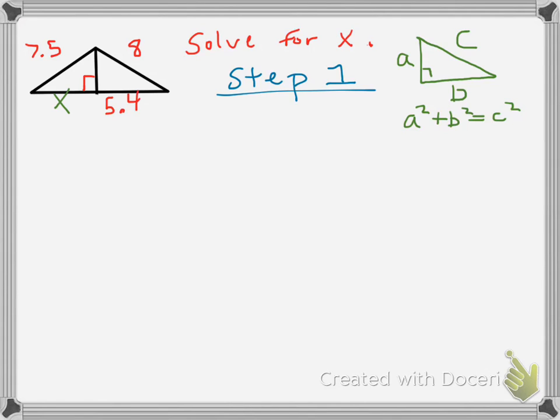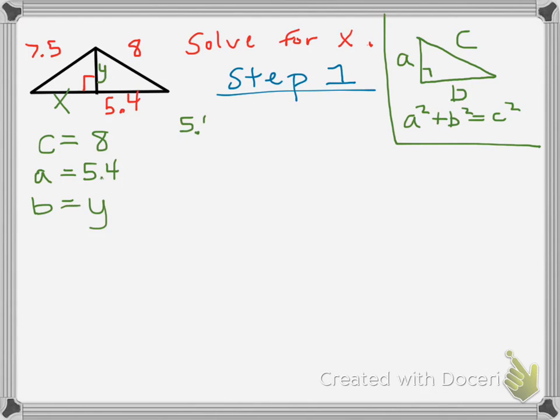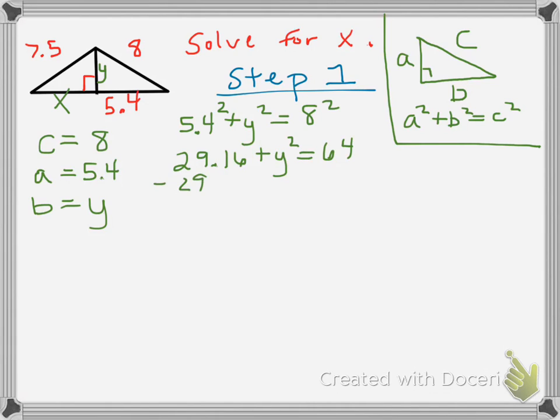In green on the top right side of the screen, I'm reminded of a right triangle and the Pythag theorem: a squared plus b squared equals c squared. Remember, our first step is to solve for the variable we called y. So to set this up, I need to remember that 5.4 squared plus y squared equals our hypotenuse 8 squared. 5.4 squared is 29.16 plus our y squared value, that equals 64.